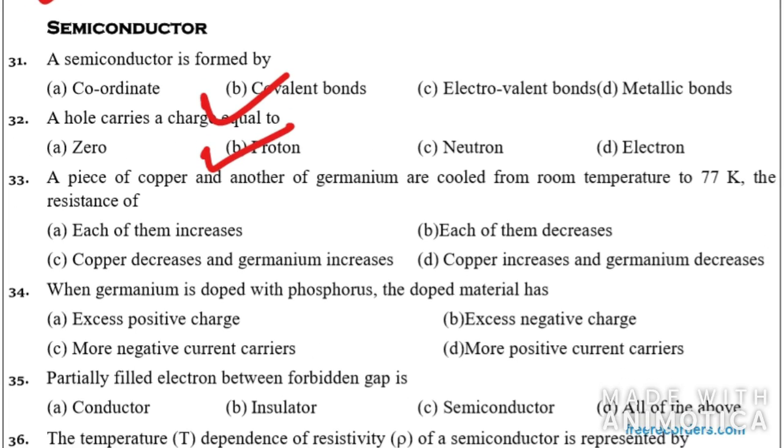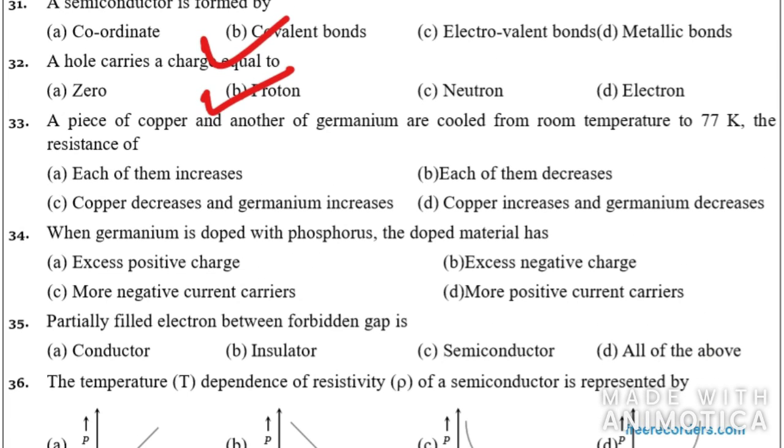A piece of copper and another of germanium are cooled from room temperature to 77 K. What happens to the resistance of each of them? Copper is a metal or a conductor, germanium is actually a semiconductor. So the resistance of copper decreases because it is a conductor, and germanium increases because it is a semiconductor.